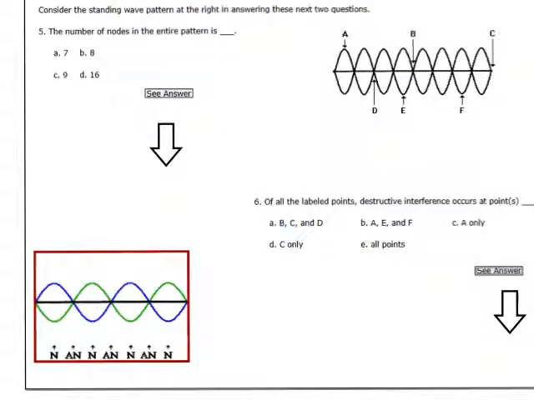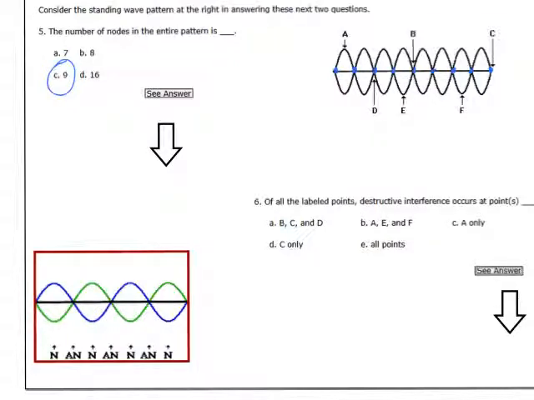And lastly, I've got a couple of questions just to review if you can label nodes and antinodes and constructive or destructive interference. In this first picture, you're asked to see how many nodes there are. So you want to look at each point that's undisturbed. So the two ends, and then every point in the middle that's along that equilibrium line. You should come up with a total of 9 nodes for this particular wave.